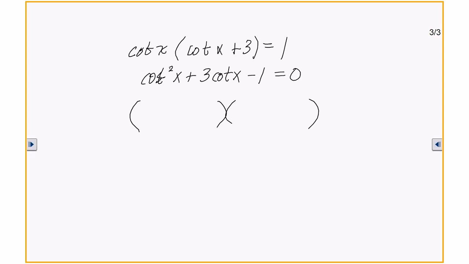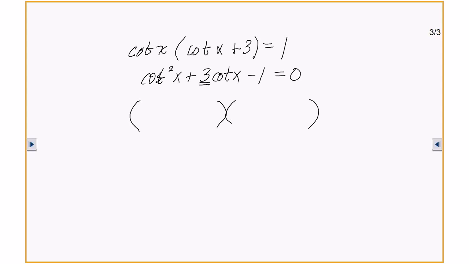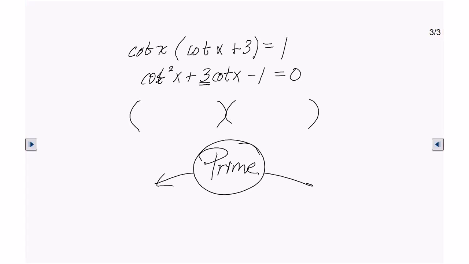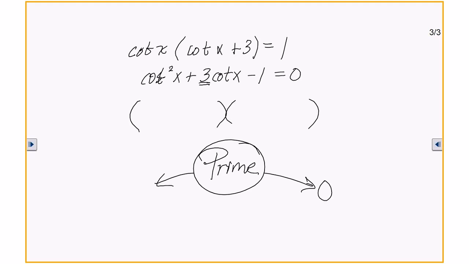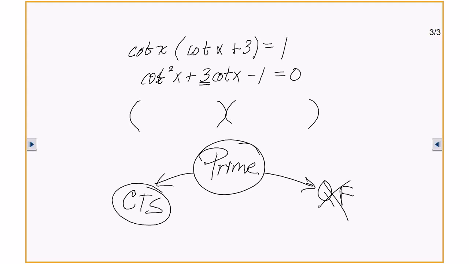It's going to be hard to do this one because 1 and 1 will not give you 3. So is this one factorable? No. This one's prime. And when you see prime, you have to divert to 2 other methods. One I don't use, and one I use all the time. One is the quadratic formula, which I don't use. And completing the square is the one you're going to see in calculus the most. So that's what happens when you have a prime equation.